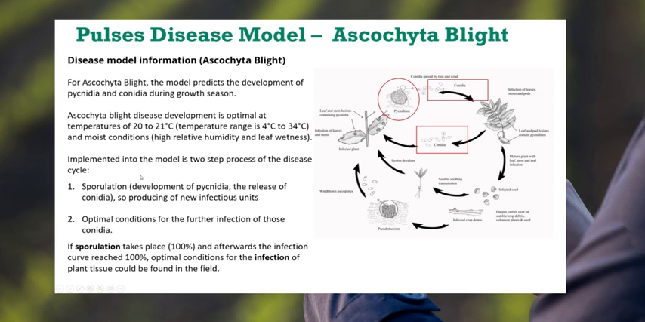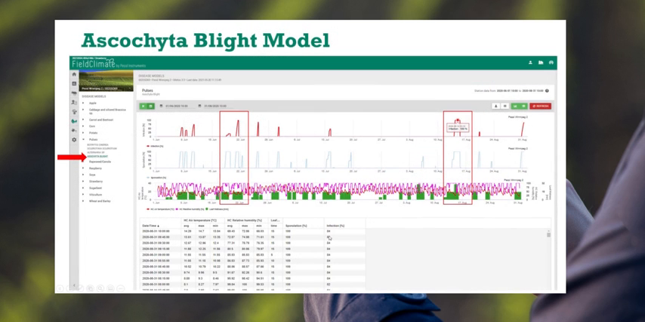So we implement this model in a two-step process for this disease cycle. We have the sporulation event, which we'll see, which is the development of the pycnidia that releases the conidia, producing the new infection units that can affect new leaves and material, and then the optimal conditions for further infections of those conidia as well. So the sporulation takes place if it reaches 100%, and afterwards the infection curve reaches 100%. You then have very optimal conditions for the infection of the plant tissue at the field level. So looking at it in software, we have our Ascochyta blight model under pulses.